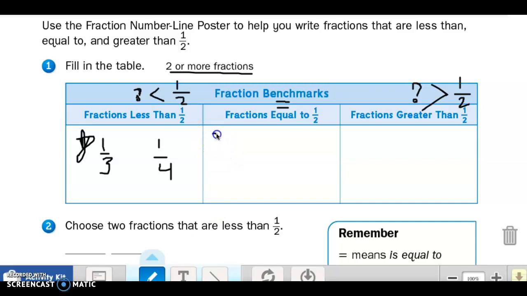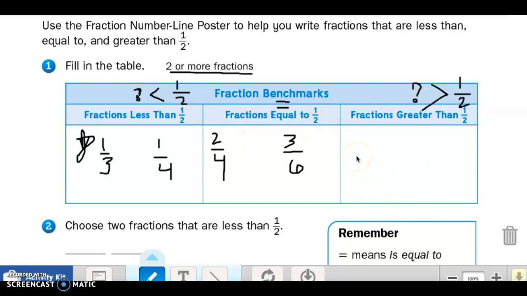Okay, so 2/4 and 3/6. They're all equivalent or equal to a half.